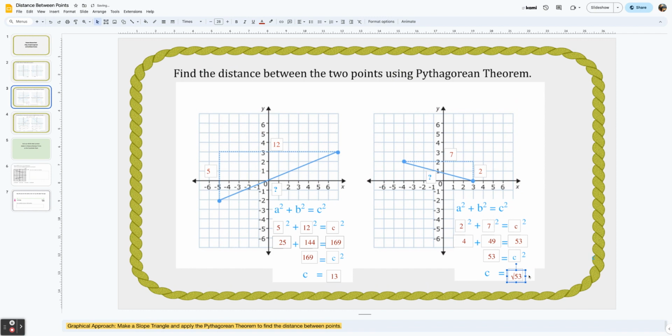Now that's an irrational number. It is somewhere between, so 53 is not a perfect square, right? But it's between the perfect squares 49, which is 7 squared, and 64, which is 8 squared. This one is closer to 7. This number is bigger than 7.